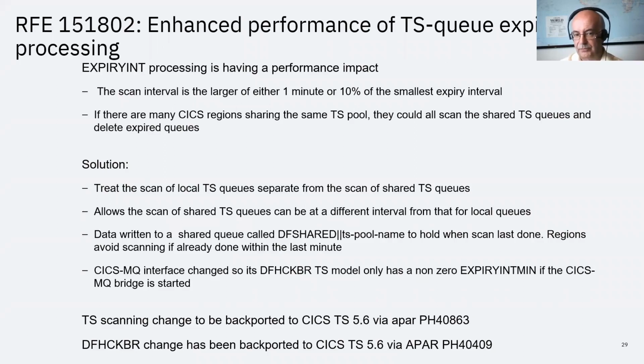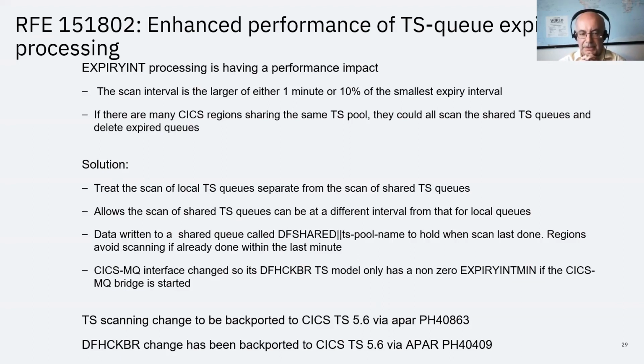First of all, we treat the scan of local TSQs separately from the scan of shared TSQs. Prior to this point, it would work out a scan interval, which is normally the larger of either 1 minute or 10% of the smallest expiry interval. But prior to this change, we were applying that to both local queues and shared queues. So now we do a separate calculation for local and a separate calculation for shared TS, which means that scanning can be happening at different times.